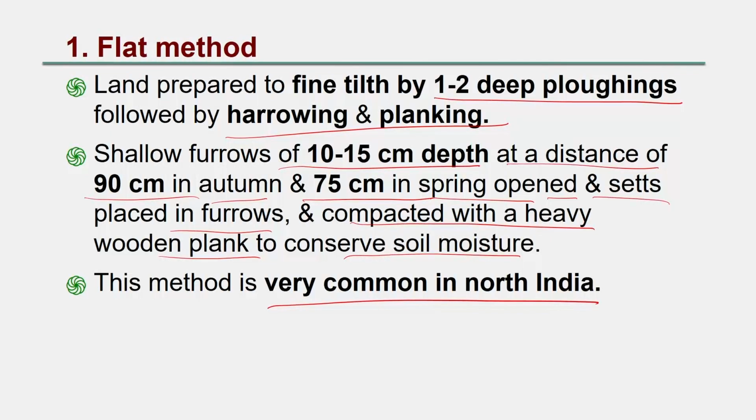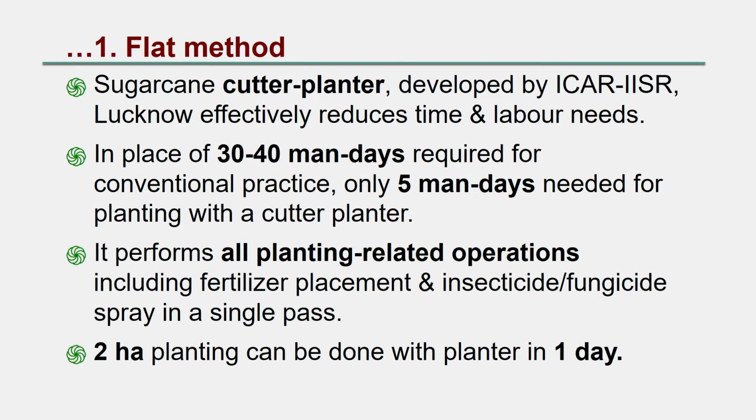For this one can use a tractor and necessary implement that can make the furrow, or it can be made manually also by using spade or other implement, or sometimes a plow can be used. Desi plow can be used to make furrow using animal power. So, a number of options are available, but the depth of the furrow should be about 10 to 15 centimeter. This method is very common in North India. Number 2 is the flat method of planting.